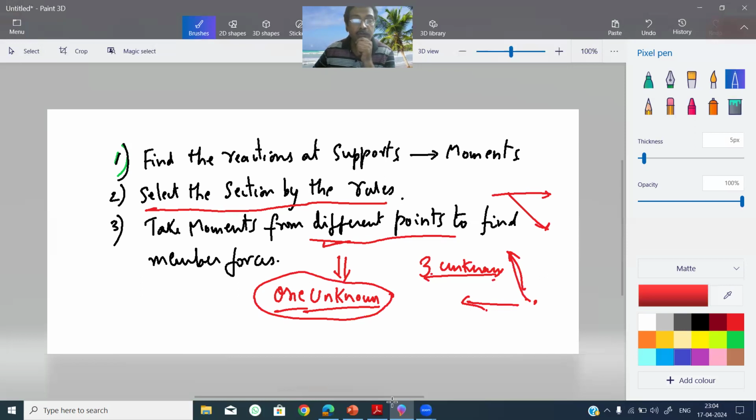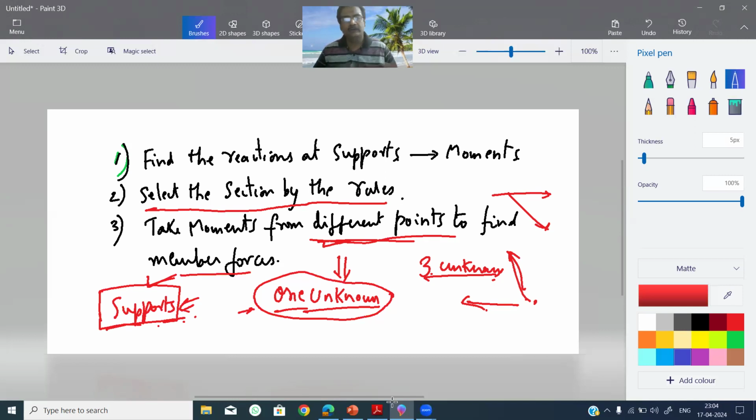Okay. And you should not select supports unless at least one of the unknowns is found. This particular condition can be applied at the last, no problem at all. Forget about this one. This is not very critical. So select the different points to find the member forces. After finding the first force, second force, you are going to identify the forces and finally you will get the values finally from the supports. No problem.